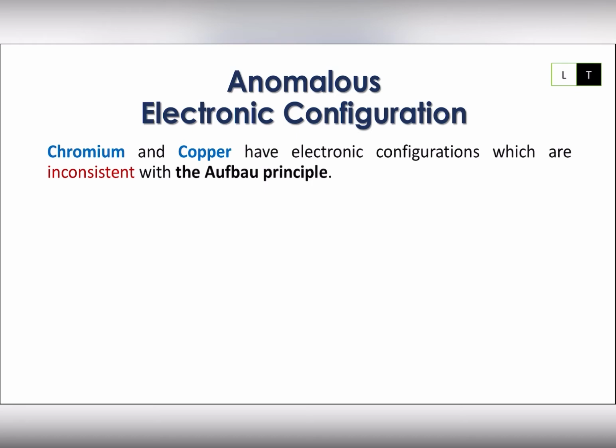So chromium and copper have electronic configurations which are inconsistent with Aufbau principle. So it does not obey Aufbau principle. But the anomalous electronic configuration for them are acceptable. So let's go to how it looks like.